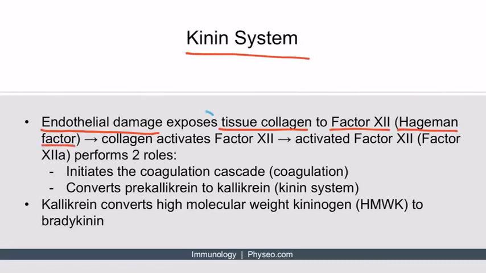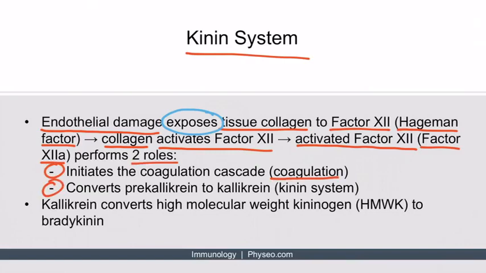So why is this collagen exposure important? Well, collagen will actually activate factor 12. And then activated factor 12, which you'll see written as factor 12A, will perform 2 roles. The first role is that it will initiate the coagulation cascade, so it will cause local coagulation. The second role is that it will convert prekallikrein to kallikrein, and this is how it triggers the kinin system. And kallikrein will then convert high molecular weight kininogen, HMWK, to bradykinin.